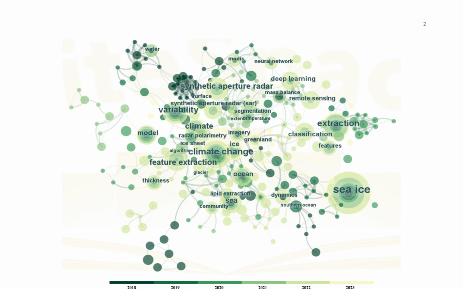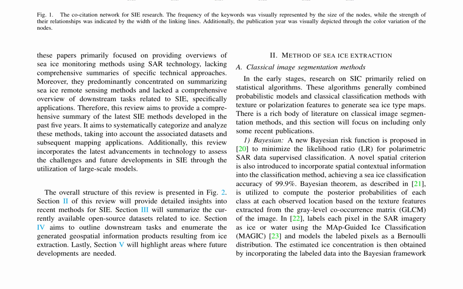For instance, a new Bayesian risk function was proposed in [20] to minimize the likelihood ratio for polarimetric SAR data supervised classification. This method utilizes the Bayesian theorem to compute posterior probabilities of each class at each observed location based on texture features extracted from the gray-level co-occurrence matrix (GLCM) of the image. Another significant approach is the MAP-guided ice classification, MAGIC [23], which labels each pixel in the SAR imagery as ice or water, modeling the labeled pixels as a Bernoulli distribution to estimate ice concentration.